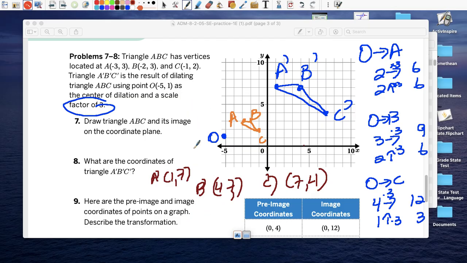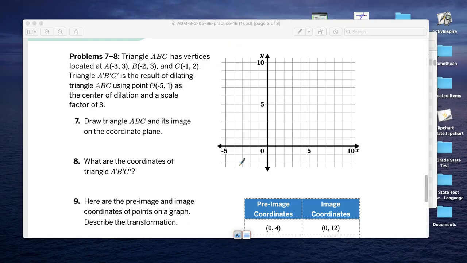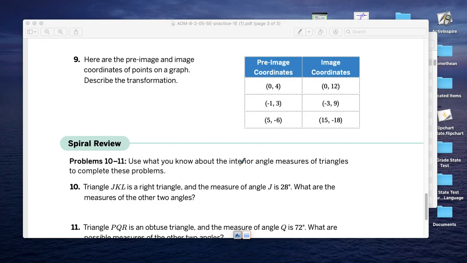Okay, but notice that we didn't multiply the points A, B, and C by the scale factor because we can't do that. The center of dilation is not 0, 0. So we actually had to figure out the horizontal and vertical distances from the center of dilation to the point, and then multiply those distances by the scale factor. Here are the pre-image and image points that describe the transformation.